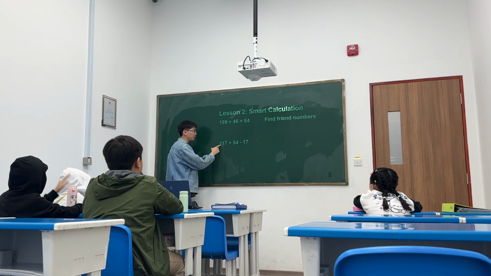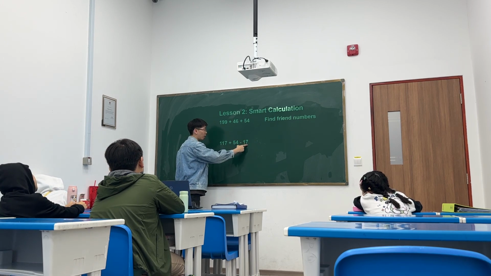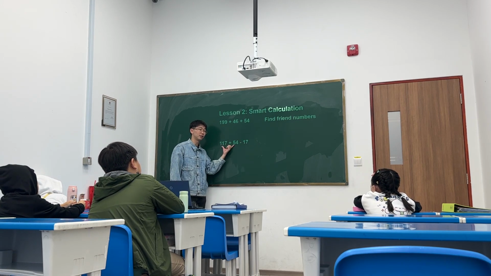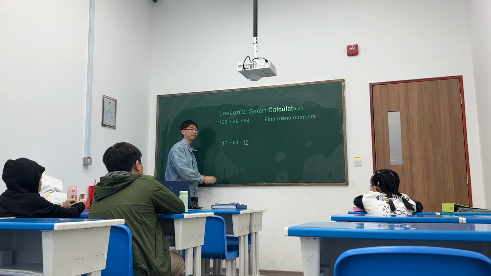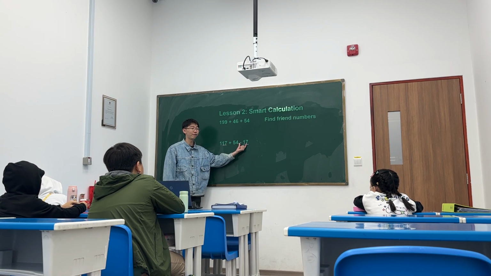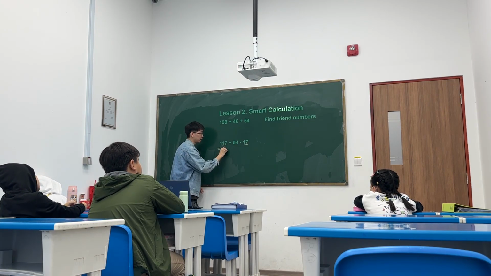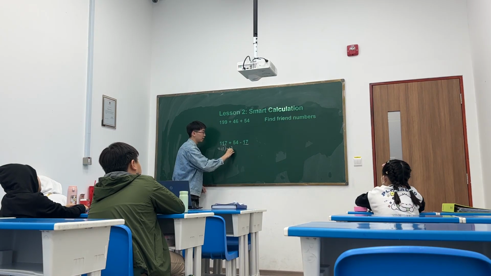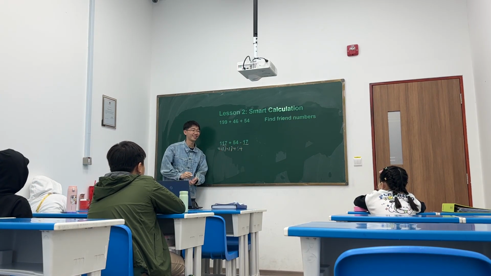Okay, you see, 117 plus 54 minus 17. Of course, you can add them together first. But you see, 17 and 17. So if you're doing the subtraction first, you move this in the front. This will give us 117 minus 17. Then you plus 54. What is this result?